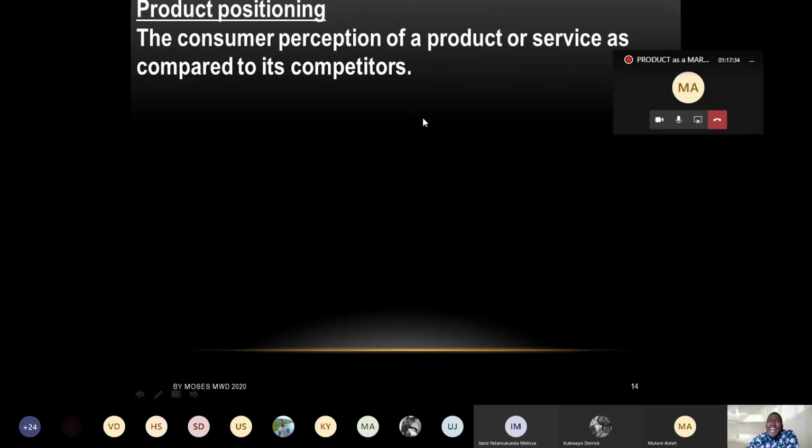What do I understand? If someone puts Techno and Samsung on my table, what I understand is my perception that Techno might be poorer than Samsung. That's a perception, that is positioning. If someone puts HP and Dell on my table, I feel like HP might be better than Dell. I don't have the reason, I cannot justify it, but I really feel like that's my perception.